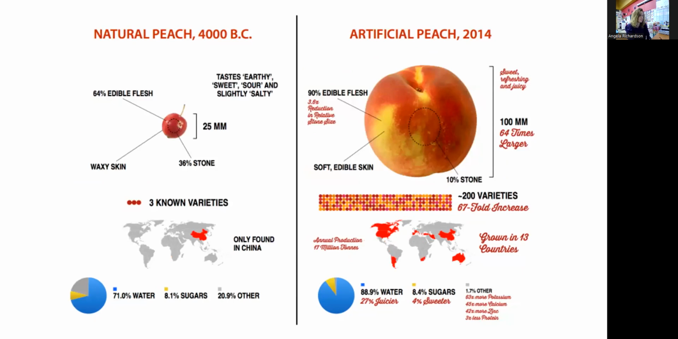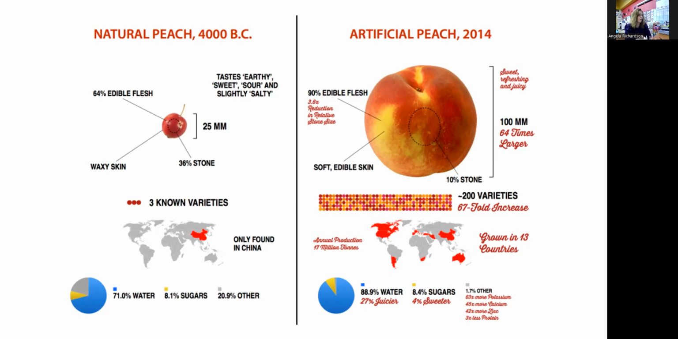Same thing goes for peaches. If you're familiar with little teeny tiny sour peaches or sour cherries, my dad used to grow those when I was little. They were horrible things. But ancestral peaches were located only in China. Okay. 71% water, 8% sugars, 21% other.